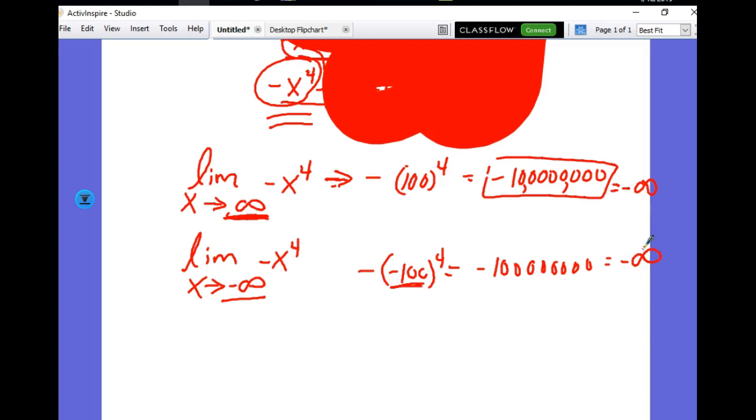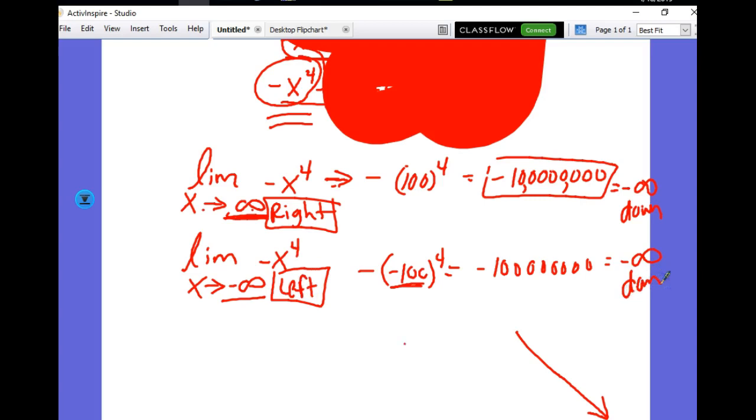So now let's interpret that a little bit. As x goes to infinity, that means I'm going to the right. As I go to the right, the y value is going to negative infinity. That means y is going down. So as my graph goes to the right, the y values go down. Here it means as x goes to the left, y is going down. So what this means is that the left side of my graph is going down, and the right side of my graph is going down.